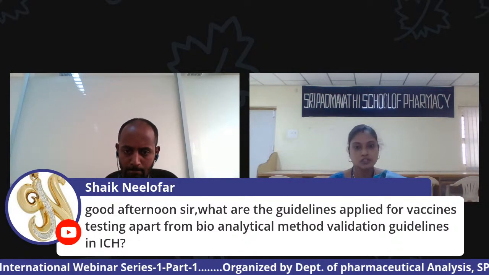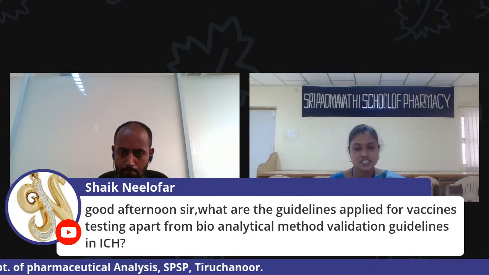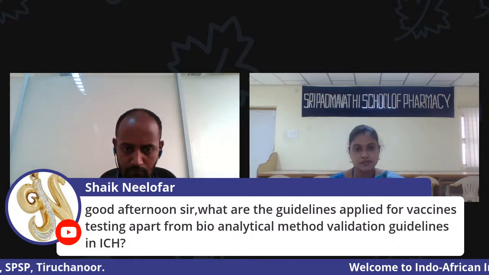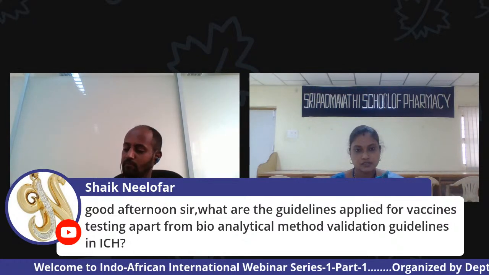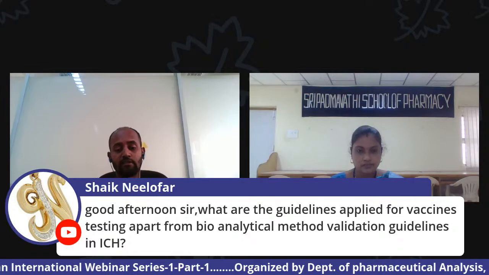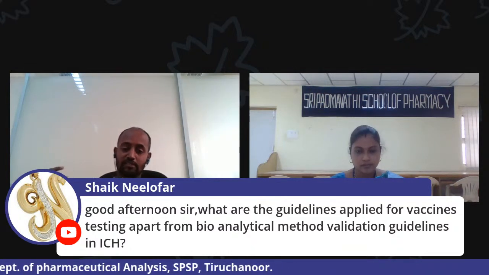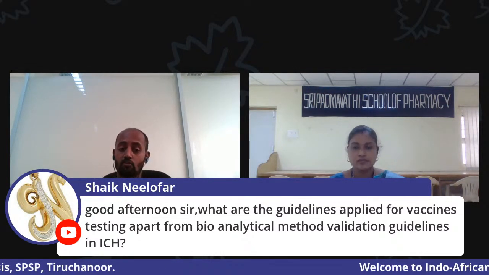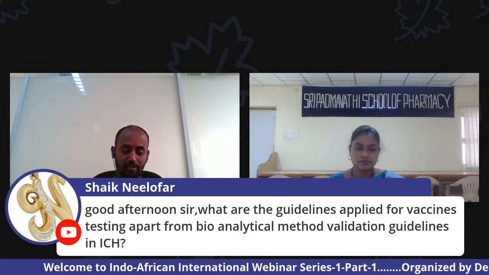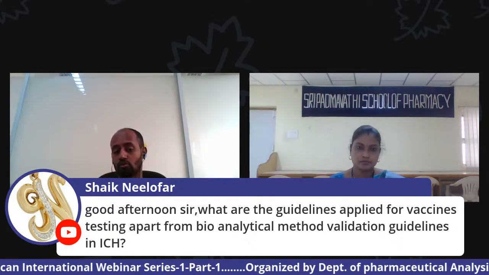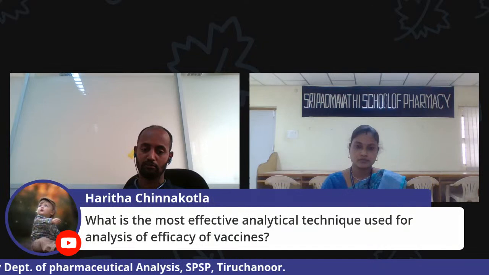What are the guidelines applied for vaccine testing apart from the method validation guidelines prescribed in ICH? All I know is some country-specific regulations, like those developed by the FDA, and for regions like the European Union, by the European Medicines Agency. Countries having their own pharmacopoeias have their own specific guidelines. Some are harmonized, as in the case of the ICH guidelines. There are also WHO recommendations or WHO guidelines. So there are several options.